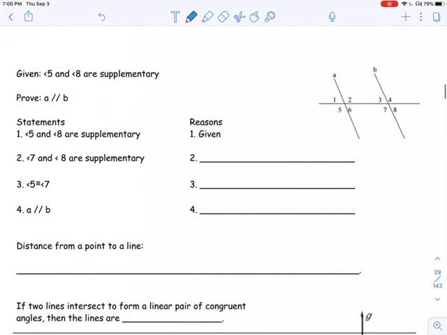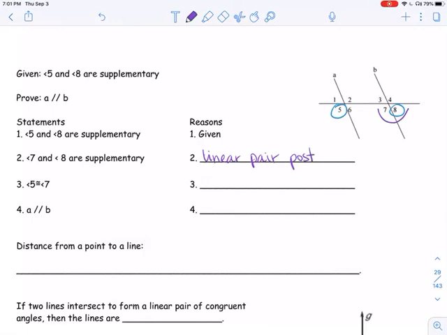So 5 and 8 are supplementary. I'm going to circle those, 5 and 8. We want to prove that A is parallel to B. So again, we can't use if parallel anywhere in here. 5 and 8 are supplementary, that's given. 7 and 8 are supplementary. There is our linear pair postulate. And this has taken that short track.